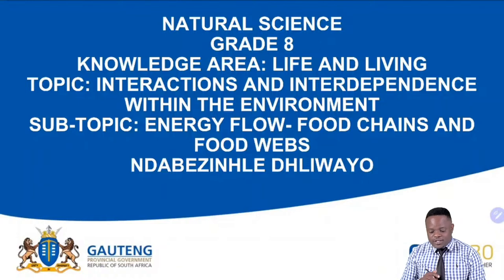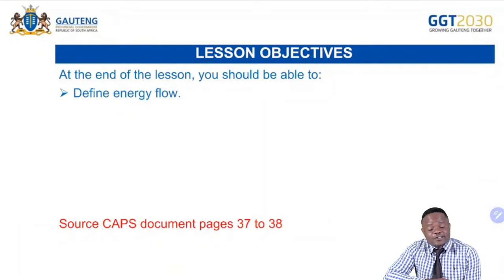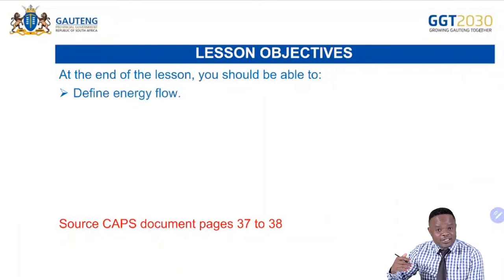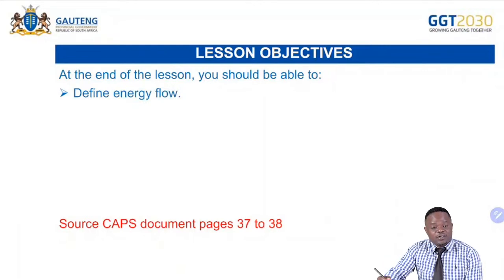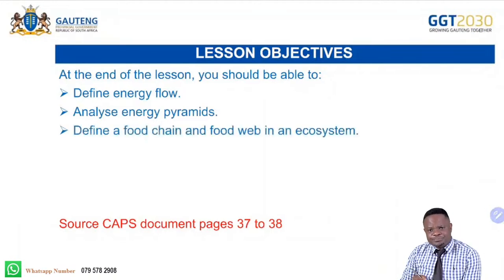So our key words there that we have are food chains and food webs. At the end of the lesson, you should be able to define energy flow. I hope you have an idea or a picture in your mind when you hear the term flow, if something is flowing in a system. So we shall see what we're talking about, this concept of energy flow when it comes to our food webs and our food chains. And then also, we want to analyze what we call energy pyramids. I'll show you typical examples of our energy pyramids. And then also, you should be able to define a food chain and a food web in an ecosystem.